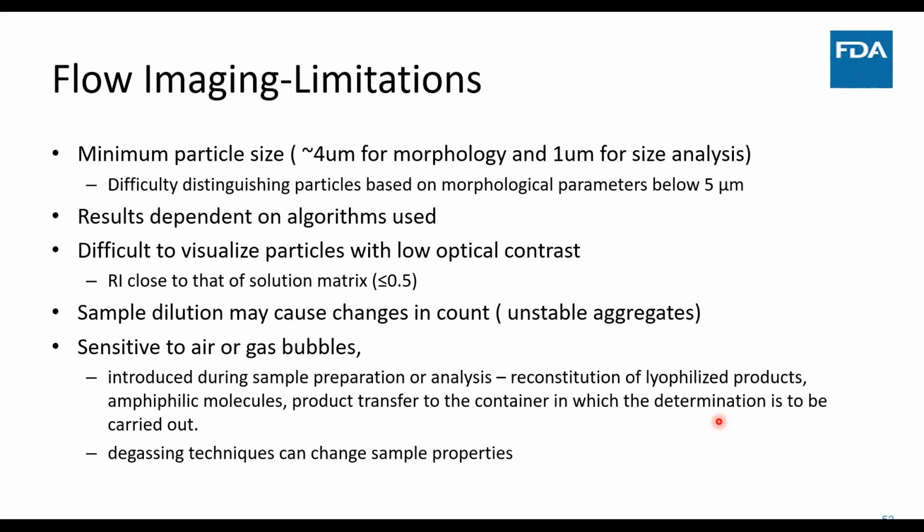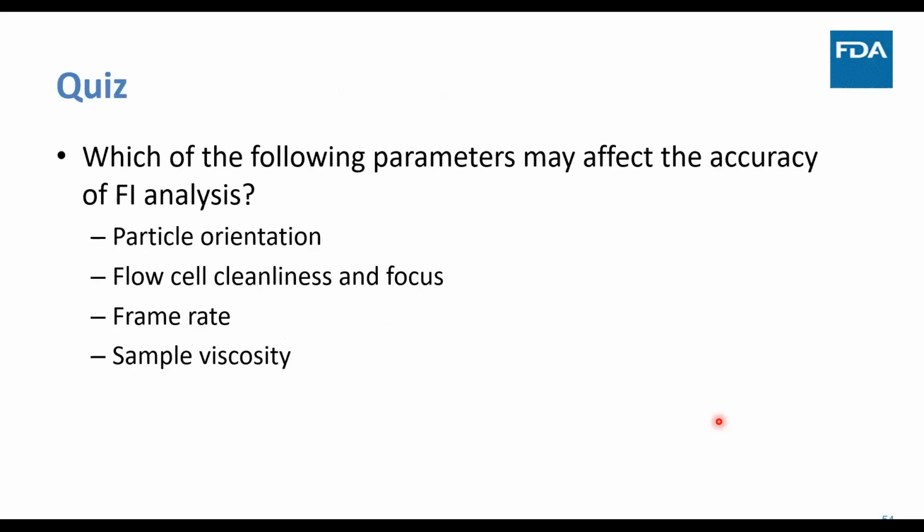Some of the limitations, we talked about the minimum particle size and morphology analysis. Most of our results are dependent on our algorithm, as you could see. We're taking an image, converting that into a grayscale and a binary scale, and using that to determine most of the output. So that is a limitation, based on how you look at it. It's difficult to visualize particles with low contrast. Sample dilution may cause changes. And once again, sensitivity to air or gas bubbles.